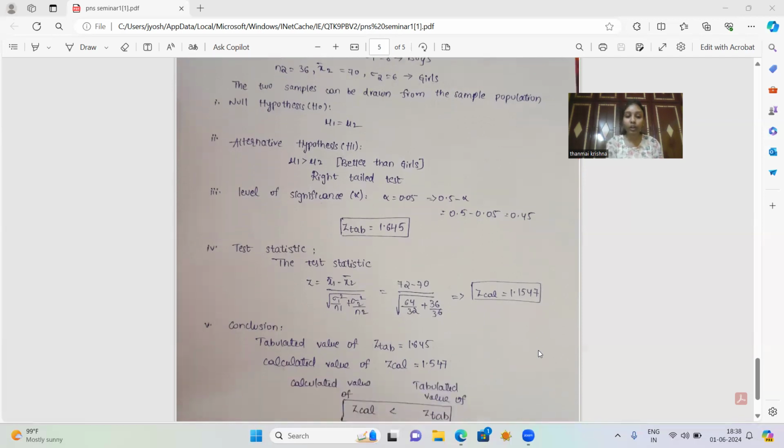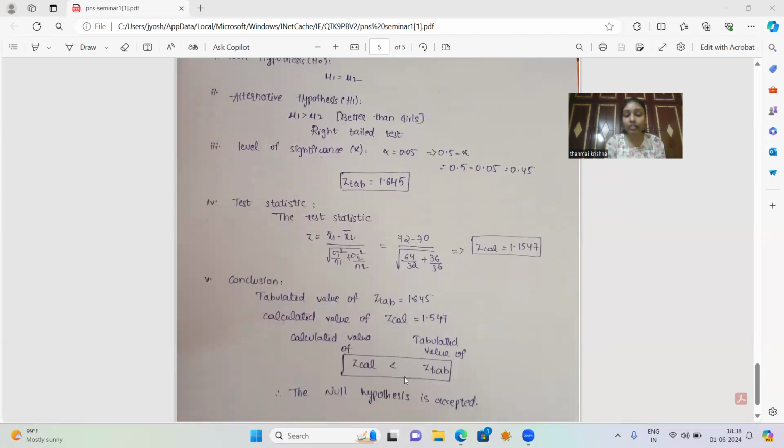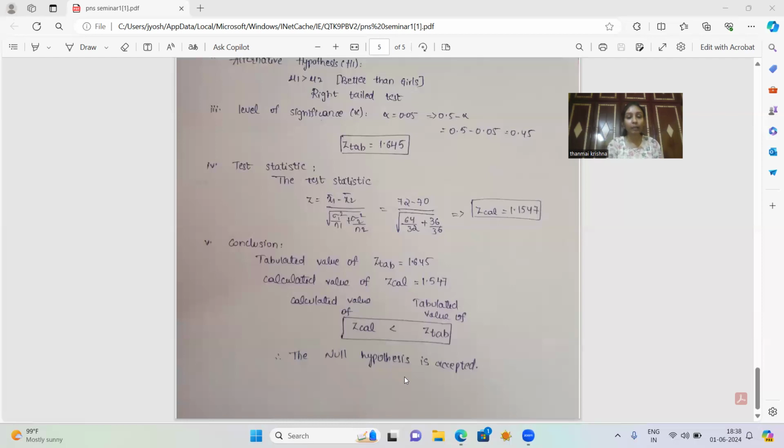So we are going to draw a conclusion from this. The tabulated value Ztab is 1.645 and the calculated value Zcal is 1.1547. So here the calculated value is less than the tabulated value, so the null hypothesis is accepted. Thank you.